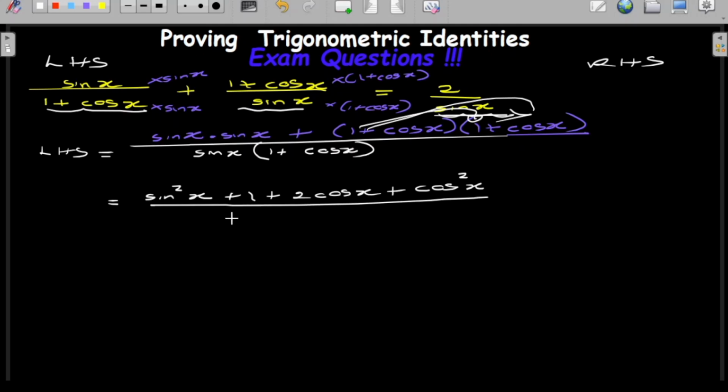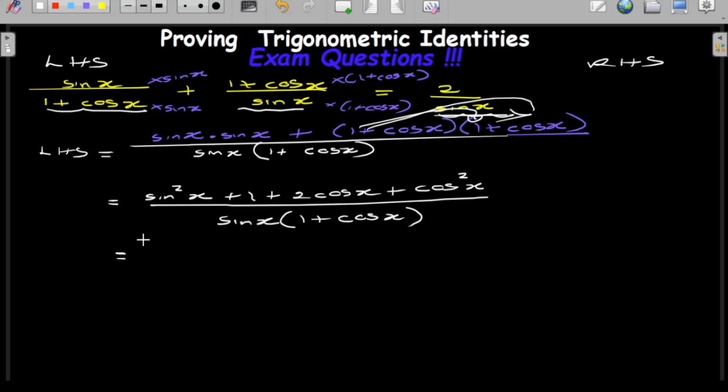Okay, we're going to divide that by what we have in the denominator. We have sine x, but I don't want to open the brackets, so I'm going to leave it as it is, because we might end up canceling that entire bracket. That's what happens in most cases.